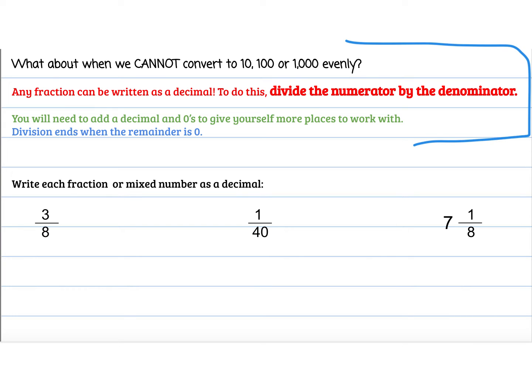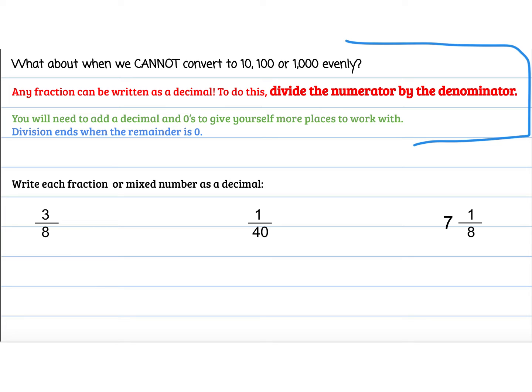What about when we cannot convert to 10, 100, or 1,000 evenly? So not all numbers will multiply into that. So then what do we do? Well, any fraction can be written as a decimal. So to do this, we divide the numerator by the denominator. You will need to add a decimal and zeros to give yourself more places to work with. And the division stops when the remainder is 0.